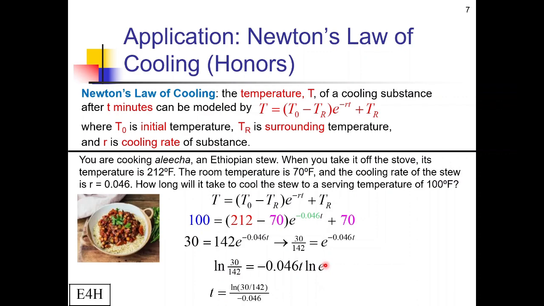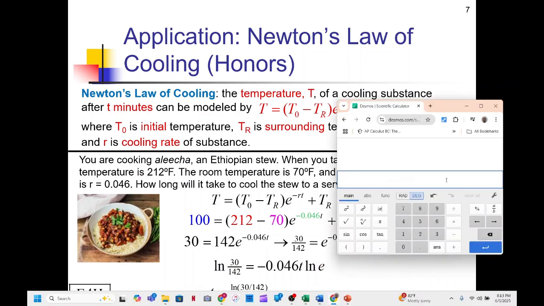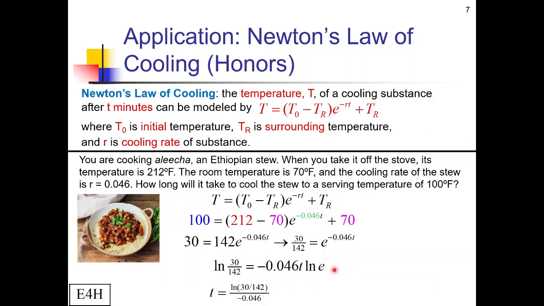Let's go to Desmos and see what happens. So let me make a little fraction here. In the numerator, I have ln of, open parentheses, 30 divided by 142, close parentheses, and down in the denominator of this big fraction, I've got this negative 0.046. And that all comes out to about 33.8. So that's 33.8 minutes that it takes our stew to cool down.